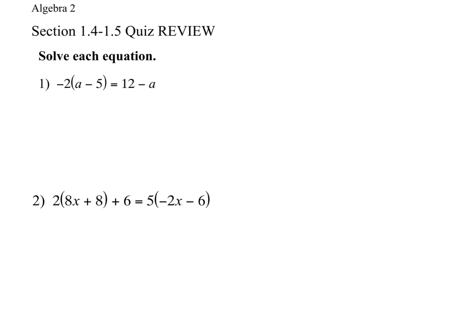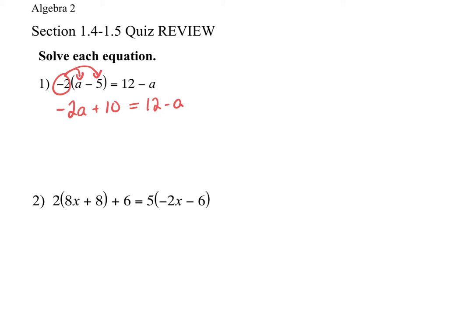And then once each of the sides are as simple as they can get, you're going to move all your variables to one side, all your numbers to the other. So for this first one, I would distribute that -2 first. So I would take this -2, I would distribute it through to this group right here. -2 times A, -2 times -5.